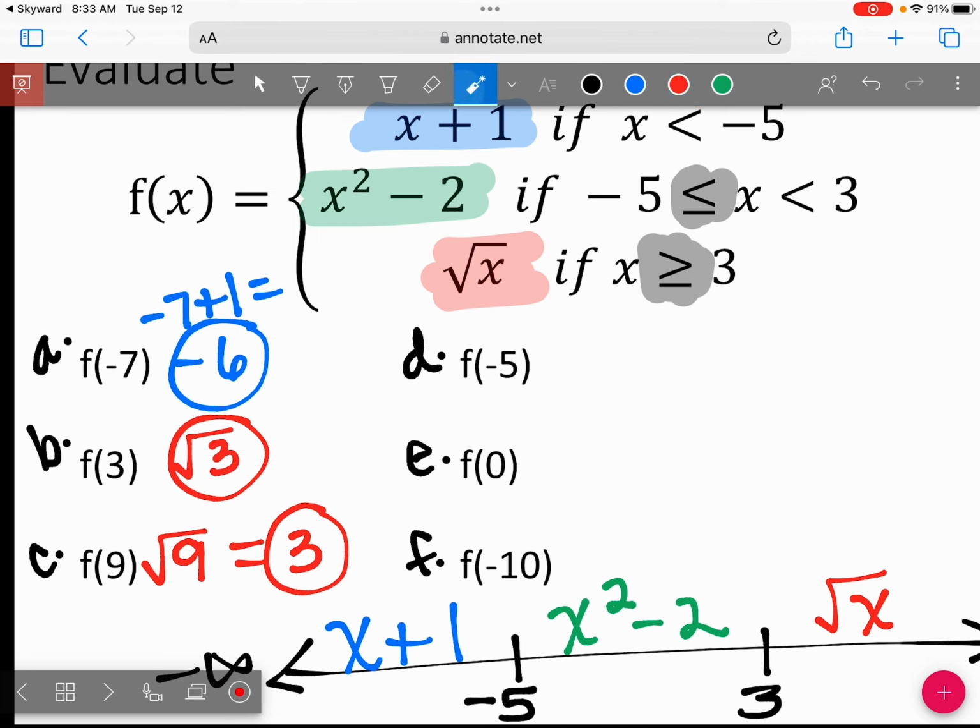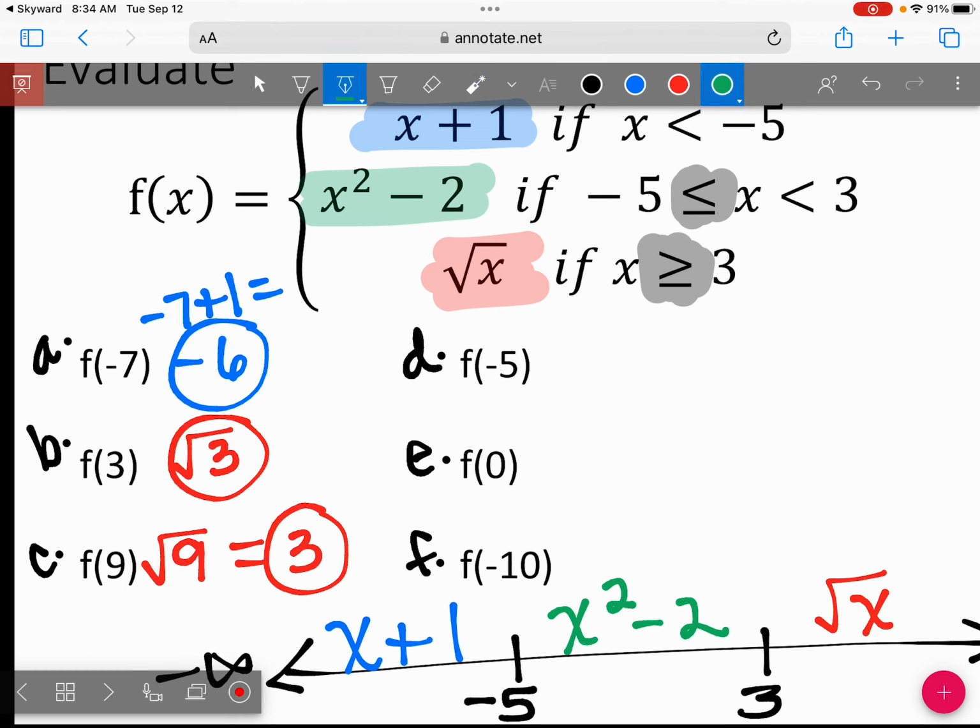Negative 5 is right here. Which side am I going to? Am I going to the blue side or to the green side? Which function is equal to negative 5? The green. So let's look at the blue. Does the blue say equal negative 5? No. So it would be the green.